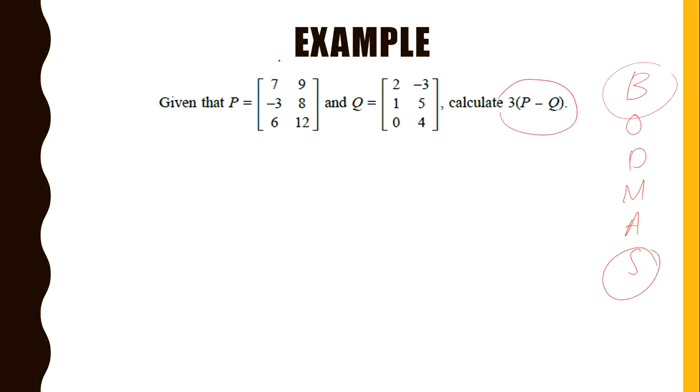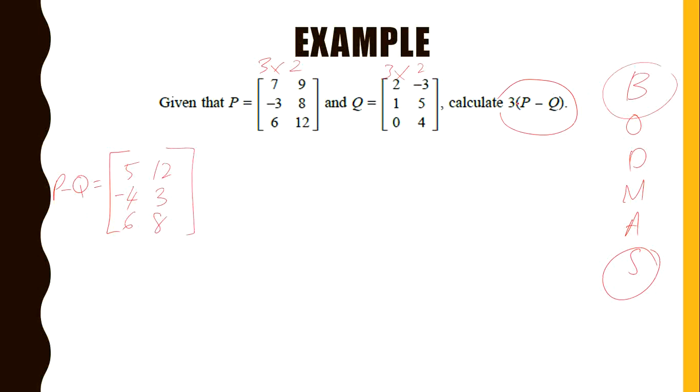So, they are indeed correct, the same order, 3 by 2, 3 by 2. So, they can be subtracted. So, we subtract as usual, P minus Q. We will get, okay, 7 minus 2 is 5, 9 minus negative 3 is 12, negative 3 minus 1 is negative 4, 8 minus 5 is 3, 6 minus 0 is 6, 12 minus 4 is 8. Okay, so this is P minus Q.